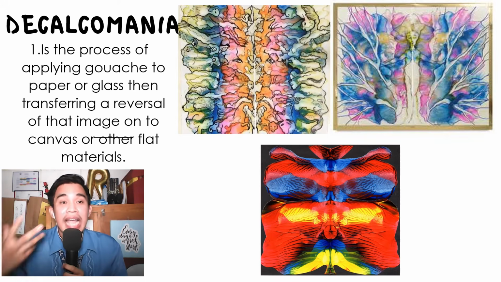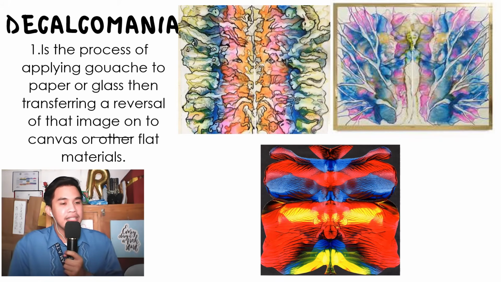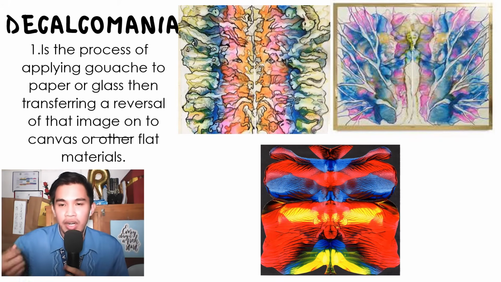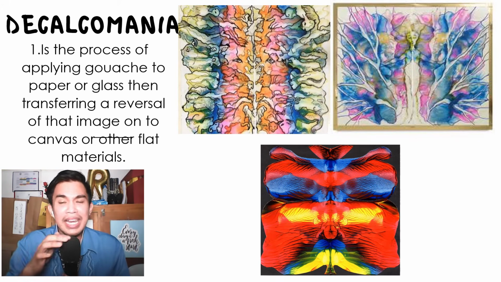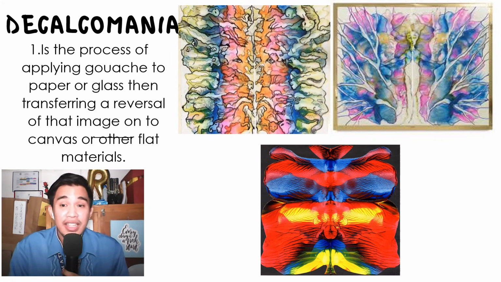Paano ba gagawa ng decalcomania? First, you need to have a plastic. Siguro pwedeng gumamit dito ng plastic cover or yung parang laminating sheet. So, kukuha ka nun. Then, after that one, kailangan mo ng pangkulay.